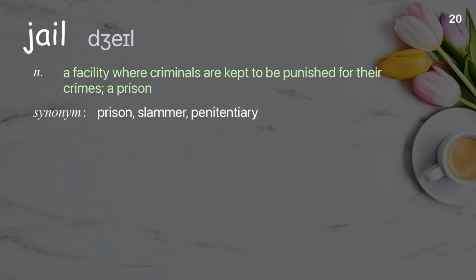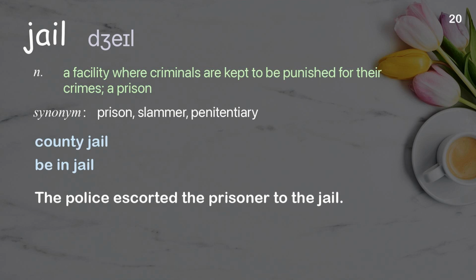Jail. A facility where criminals are kept to be punished for their crimes, a prison. Examples: County jail. Be in jail. The police escorted the prisoner to the jail.